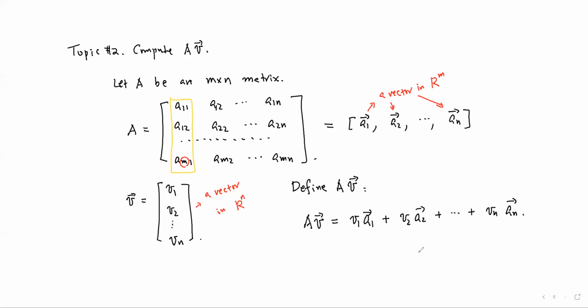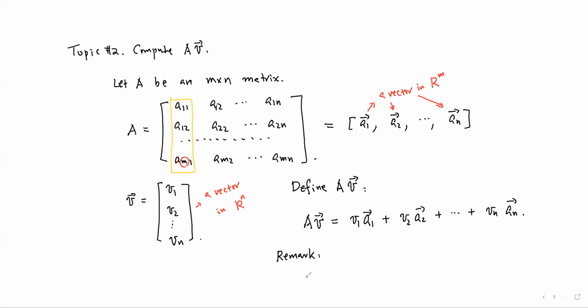This is the definition of a matrix times a vector. A matrix times a vector is a vector. It is the linear combination of columns of matrix A. Let me show you one example. Okay, let me put a remark here first. Remark.